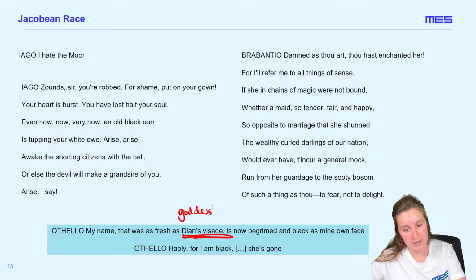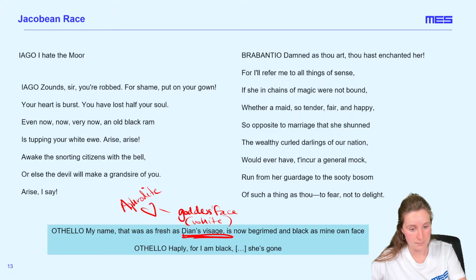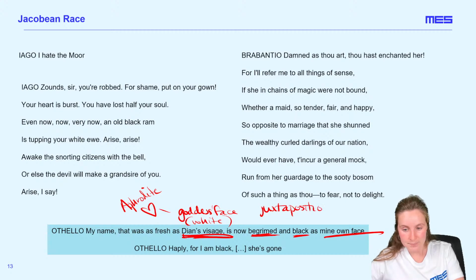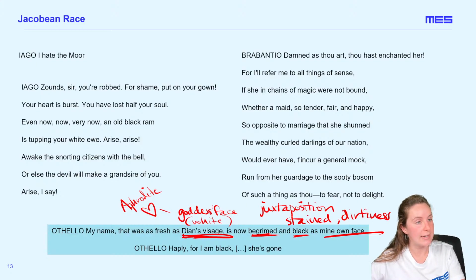The goddess's face, we're thinking immediately of whiteness. If we're thinking of Aphrodite's face, goddess of love, is now begrimed, so grimy and black as mine own face. So again, we have this juxtaposition, right? His name being spotless and now being stained and contaminated and dirty. This idea of dirtiness is linked very much to this idea of virginity and purity.